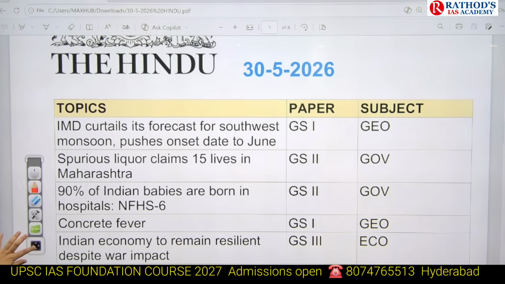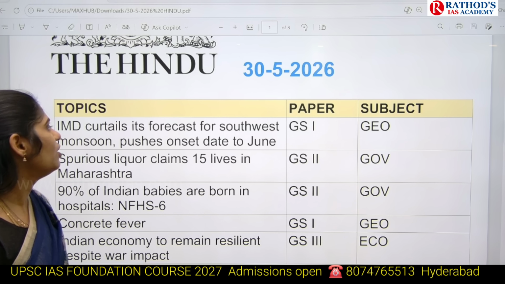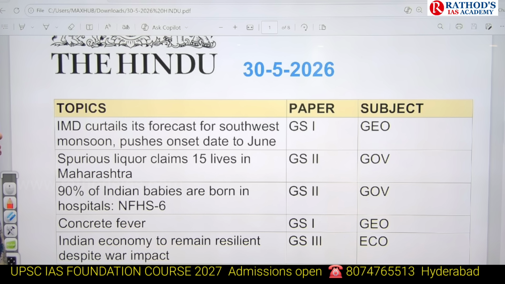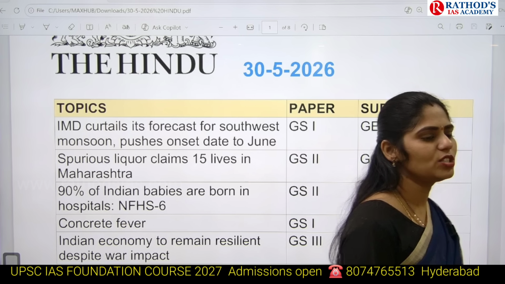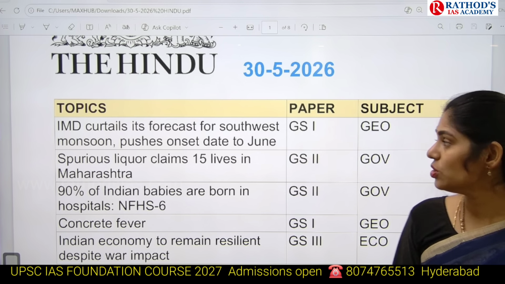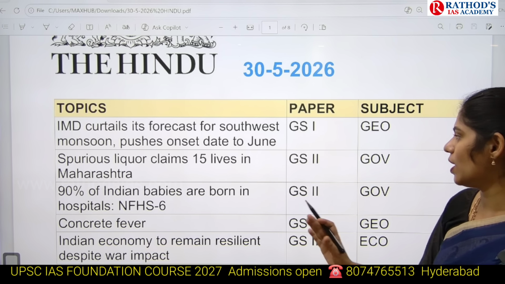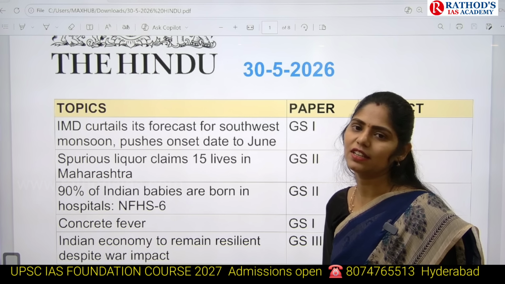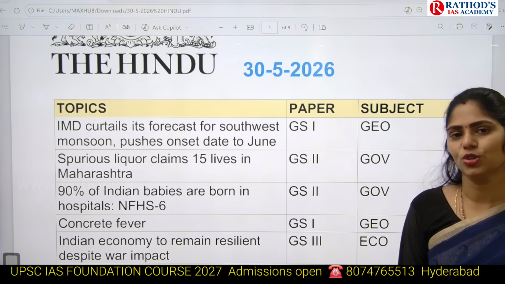The first one is IMD curtails its forecast for southwest monsoon, pushes onset date to June. So this article is talking about IMD and one important concept in geography called monsoons. It is talking about the onset of monsoon, so this is going to have an impact on our Indian rainfall. This topic is important from GS paper 1 under geography.